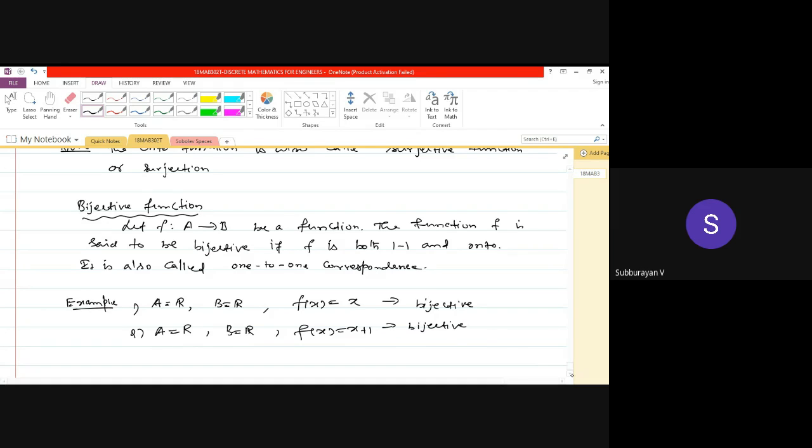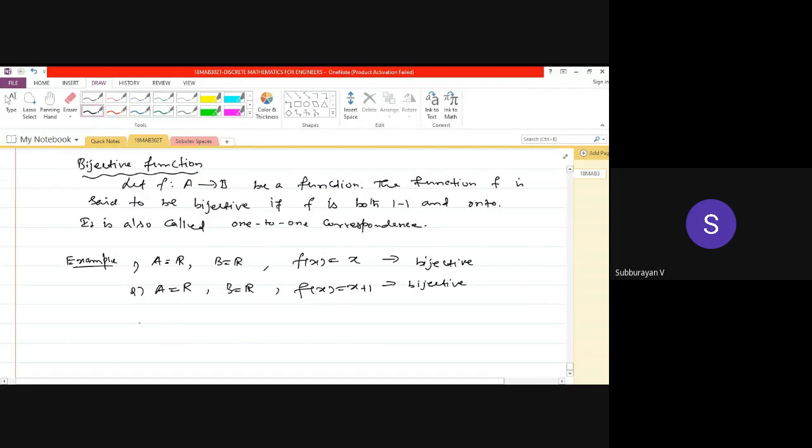And the third one, if A is equal to the set of positive real numbers and B is equal to the set of positive real numbers, and I define f of x equal to x square. Is it bijective? Yes, sir. It is bijective. Very good.